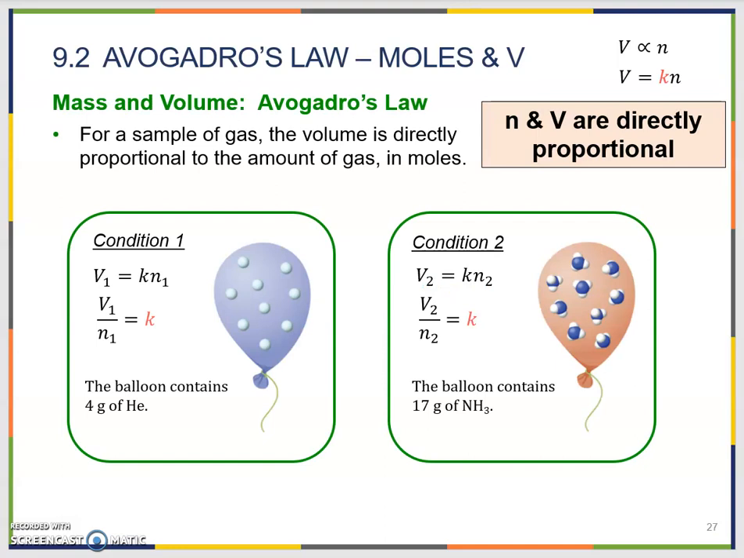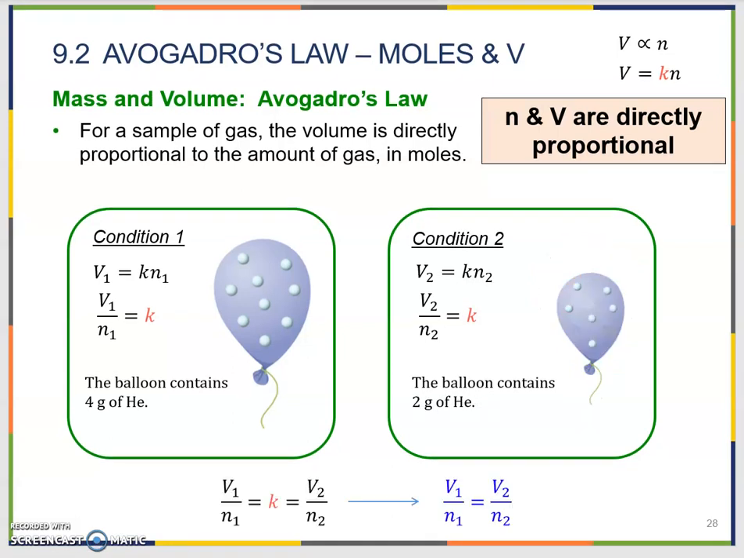We can visualize Avogadro's law two ways. The first way is just what we were saying before, that volume and moles are proportional to some constant, and it doesn't matter whether we have helium or ammonia, they're going to have the same number of moles and same volume.